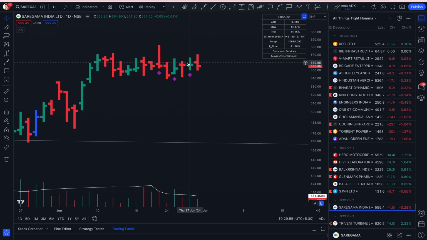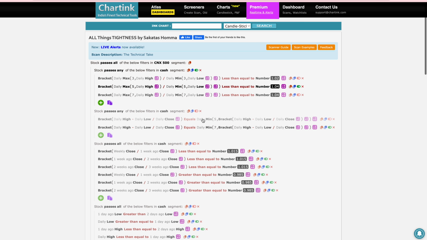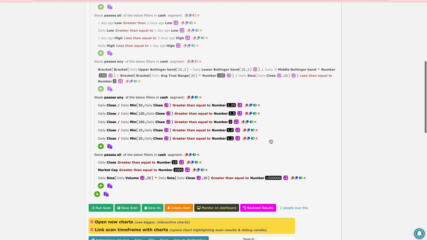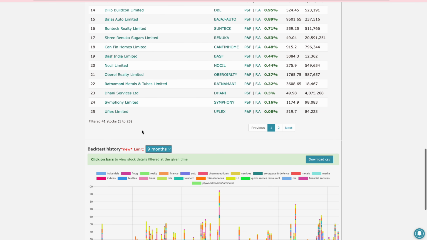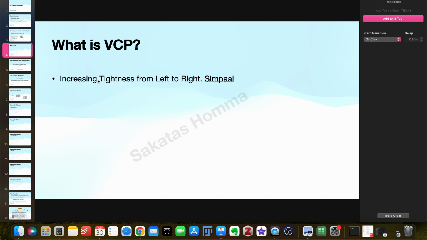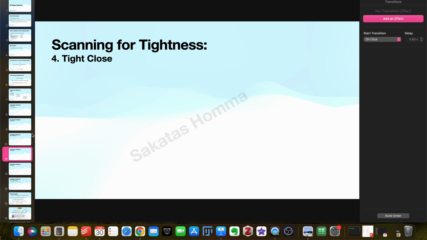So if you see, okay, maybe this is not the very correct one. So let's scan for that. I will switch this off and say, so this is narrow range 7, which means that today's candle is the narrowest range in the last 7 days. So if I scan for this, you will find 41 stocks whose range today is narrower than the last 7 candles. So that also basically gives you VCP, right? Like the range, which is basically tightness, is the smallest from left to right. So again, I'm just tying things up for you.